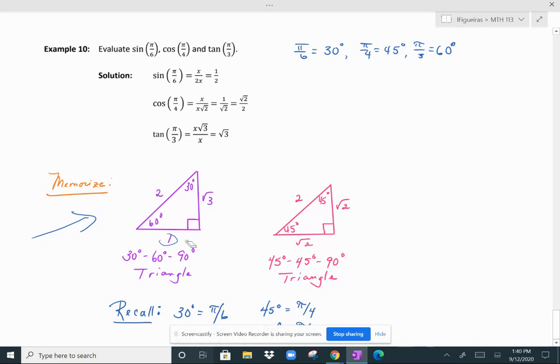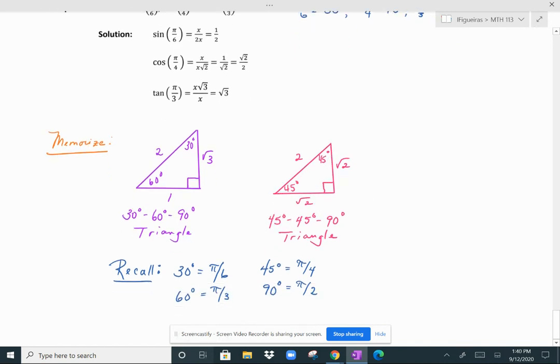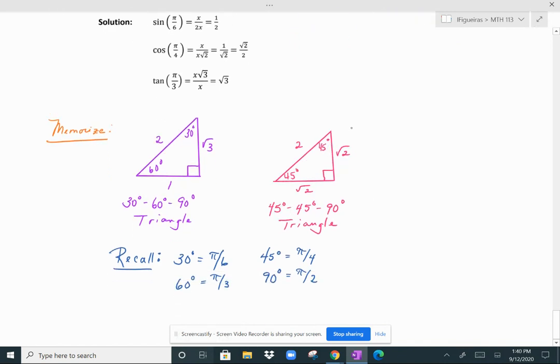Once you know those three sides, you can figure out all 6 of the trig functions for either 30 degrees or 60 degrees. And the 45, 45, 90 degree triangle has 2 equal sides, 1 and 1, and the hypotenuse is root 2. So you can evaluate all 6 trigonometric functions for 45 degrees.